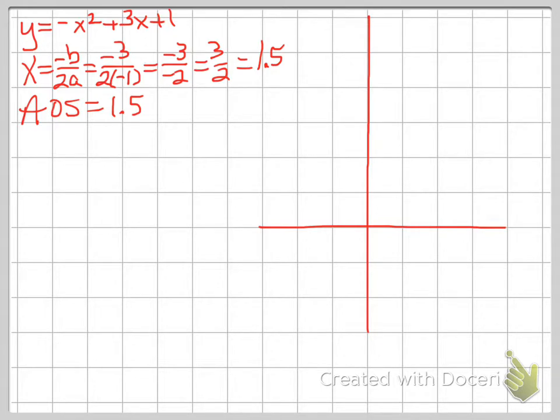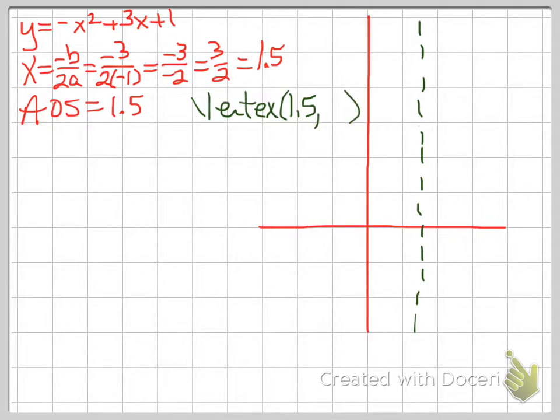Okay, let's go over here. At 1.5, we're going to make our little axis of symmetry. Pretend that's a straight line. That's not really very straight, but we'll pretend it is. Now we need to figure out what our y is going to be for our vertex. So our vertex is 1.5 something.